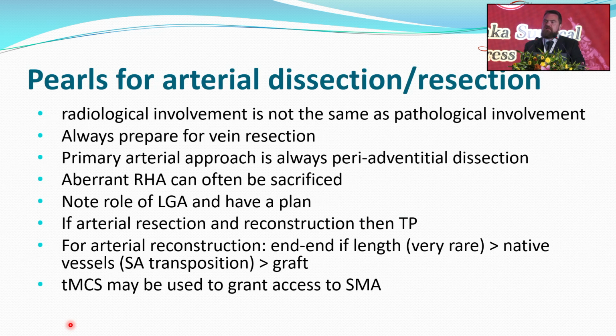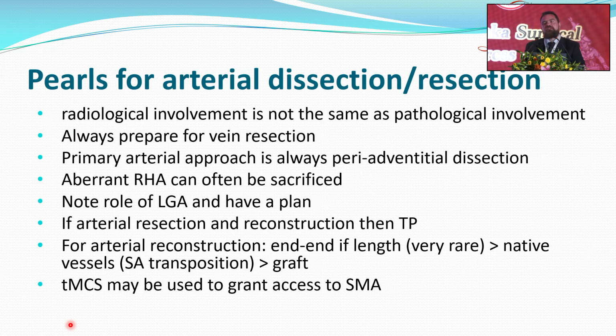If we do an arterial resection and a reconstruction, always think about doing a total pancreatectomy. The reason is you eliminate the risk of a leak. The leak is the major risk for a post-pancreatectomy hemorrhage, and hemorrhage is the main risk of mortality for these cases. So eliminate that risk for your patients.